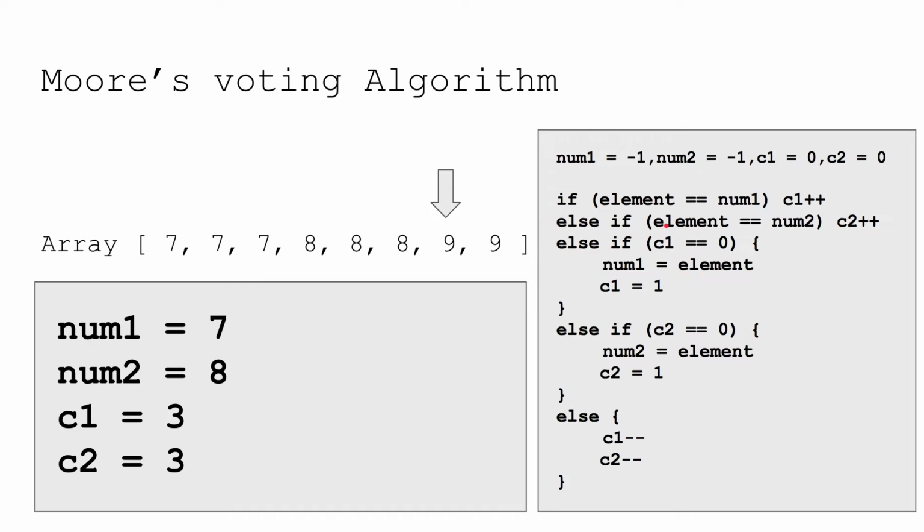Now for this element we'll do a match. If it is matching with num1, the value of num1 is 7, so it's not a match. We'll move to the next condition. We'll see if this is matching with num2. The num2 is 8. We'll move to the next condition. We'll see if counter 1 is 0, counter 1 is 3 here. We'll move to the next condition. Here counter 2 is 0? Here the counter 2 value is 3. That means we need to move to the next condition.